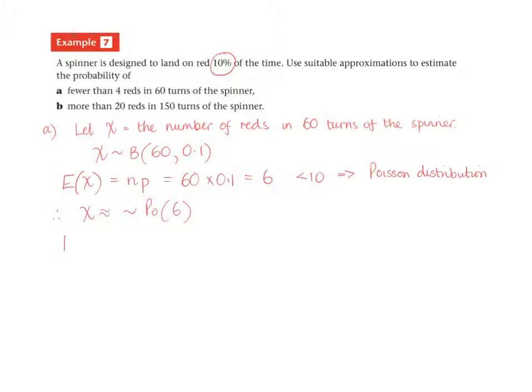So the first one is a probability of X being less than 4 reds, and that's going to be the same as the probability of X less than or equal to 3. So we just have to go to the Poisson table with lambda equal to 6 and x equals 3, if you can look that up on your table, the Poisson table, please, and that should come up with 0.1512.